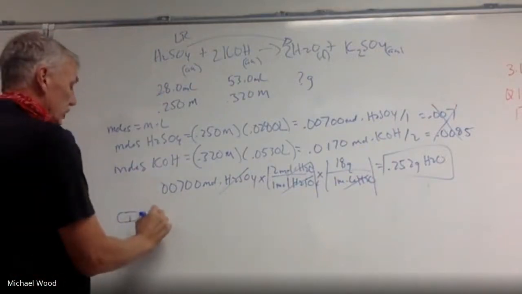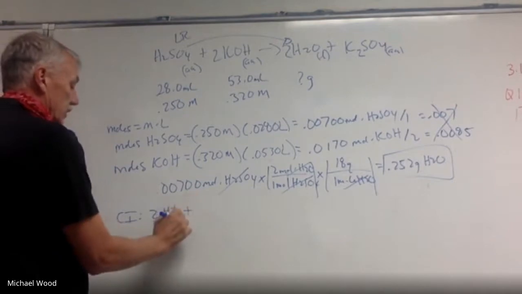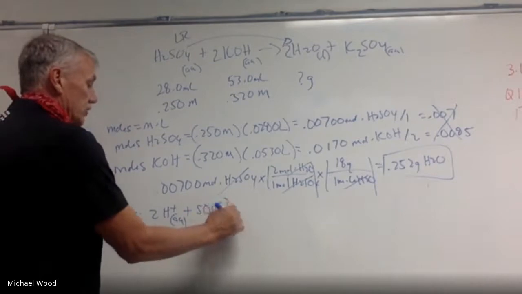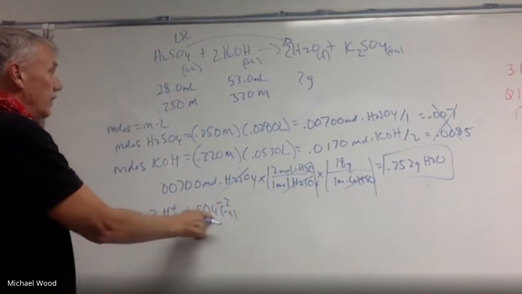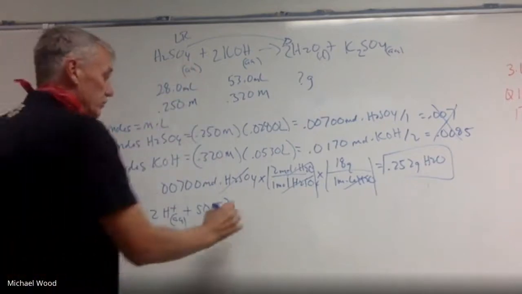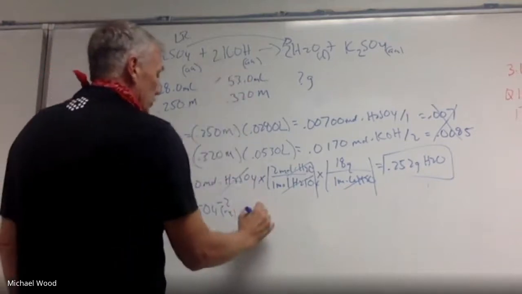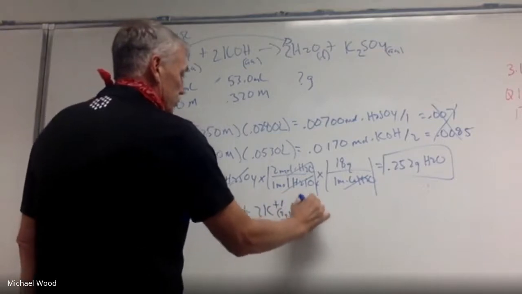So I'm going to take 2H positive plus, this is aqueous, plus SO4 negative 2. And again, this 2, because it's not part of a polyatomic ion, became a coefficient. But this 4, because it's part of sulfate, stayed as a subscript, okay? So here, in this case, the 2 goes to the K and the OH. So I have 2K plus 2OH.